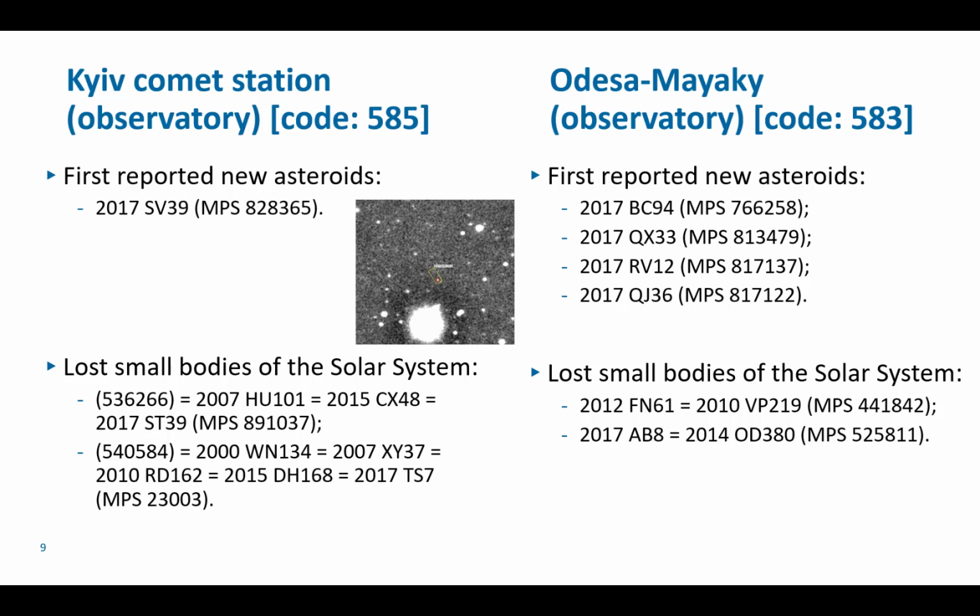As a result of our observations, we firstly reported a few new asteroids, as well as a few last small bodies of the solar system we found. All these observations and discovered asteroids have a new MPC circular and identifier.